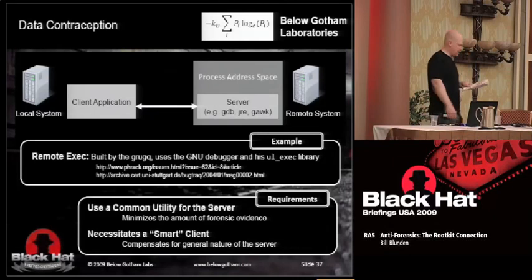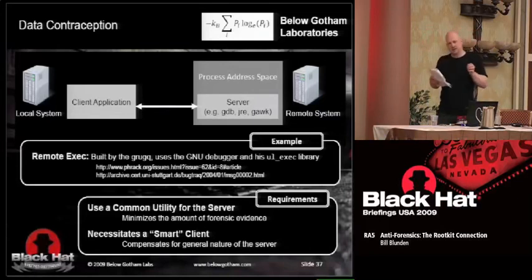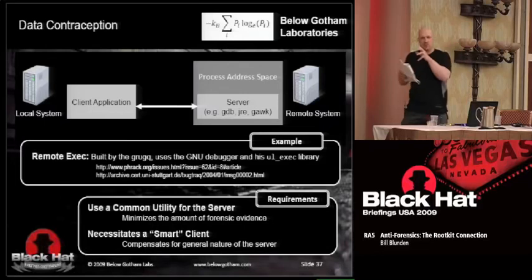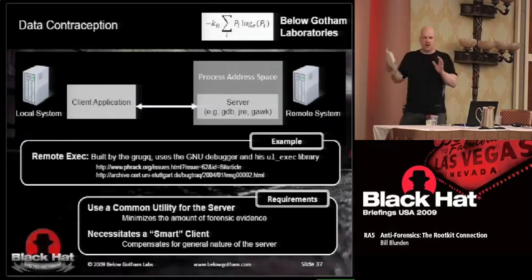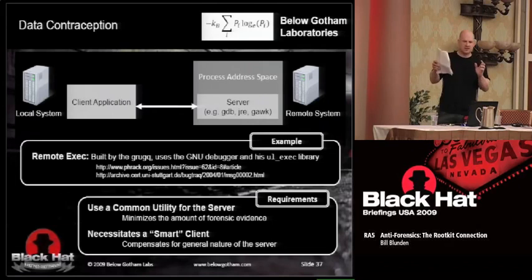Now there's data contraception, like I said before. This is an approach, a framework that was developed by the grugq. And the idea is that to minimize the amount of forensic evidence you leave on a system, you use a common tool that's there on the targeted system that gives you access to its address space or the address space of another program. And that way, instead of having to establish this custom loading, this custom kind of userland exec, you can use this common utility and do it without having to leave an artifact on the system, which might give you away.